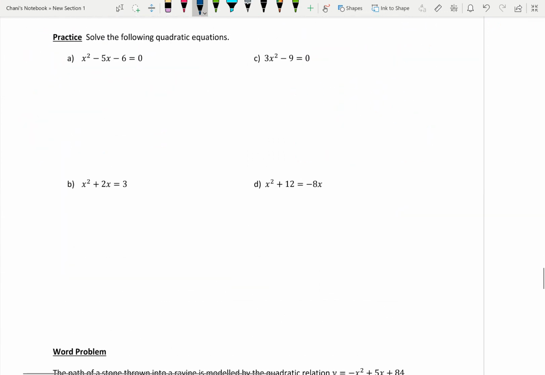Okay, so I would invite you to please practice these four. Notice that the first two are already equal to 0. Don't forget as well that common factoring is one method that you'll have to use. And in B and D, in both of these cases, you will have to move everything over to the left side so that it equals 0 and then factor. In this case, make sure you put the minus 8x as a plus 8x in between here in the normal order where it would go.